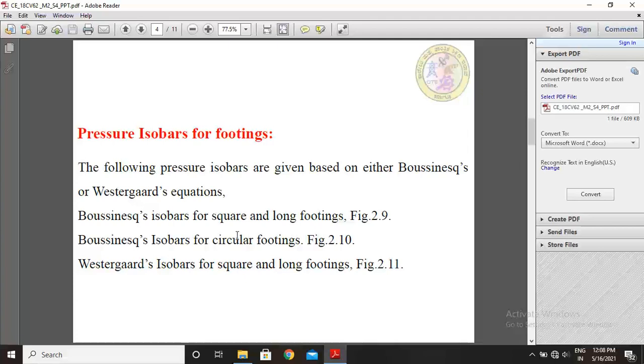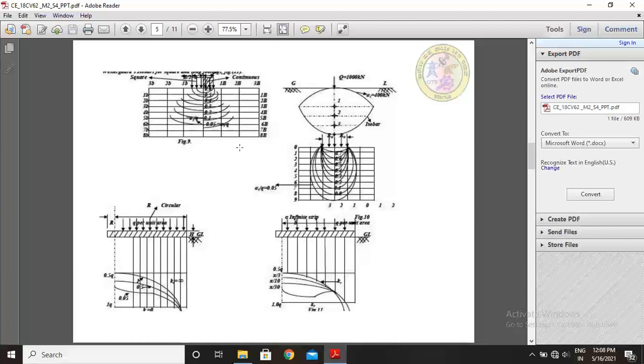Boussinesq isobars for circular footings are shown in figure 2.10. Westergaard isobars for square and long footings are in figure 2.11. So these are the figures 2.9, 2.10, 2.11.